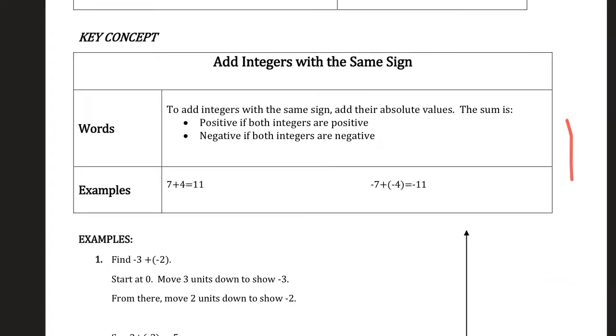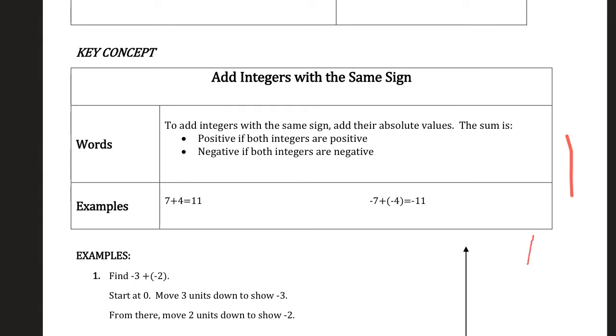We're going to add integers with the same sign, right? When I say add integers with the same sign, I just mean if your integers are both positive or both negative, here's what we do. Two steps. To add integers with the same sign, add their absolute values. The sum is positive if both integers are positive, and negative if both integers are negative.